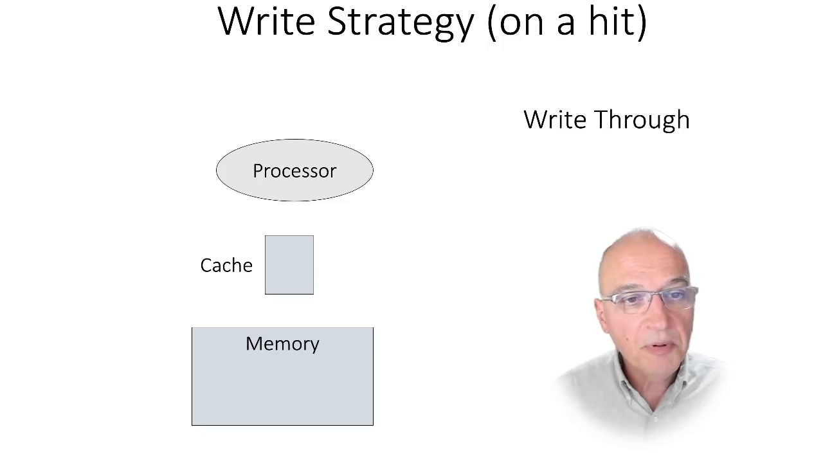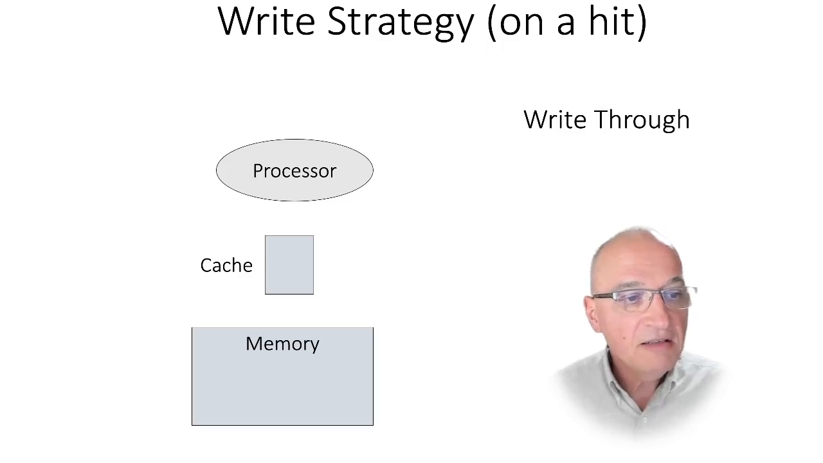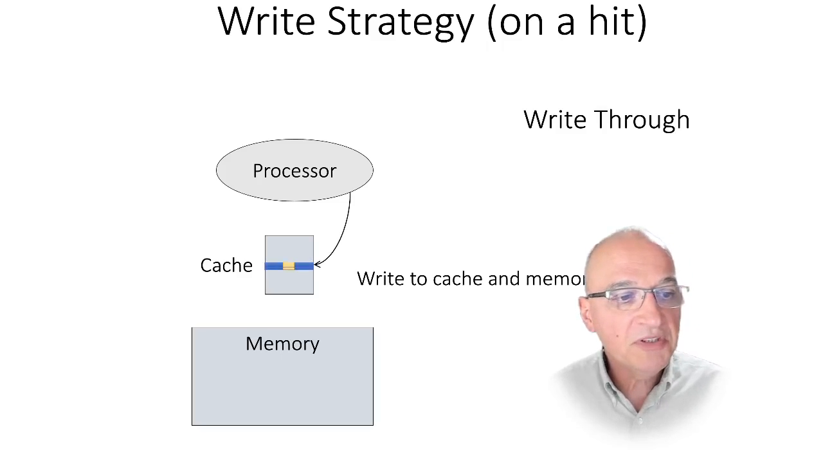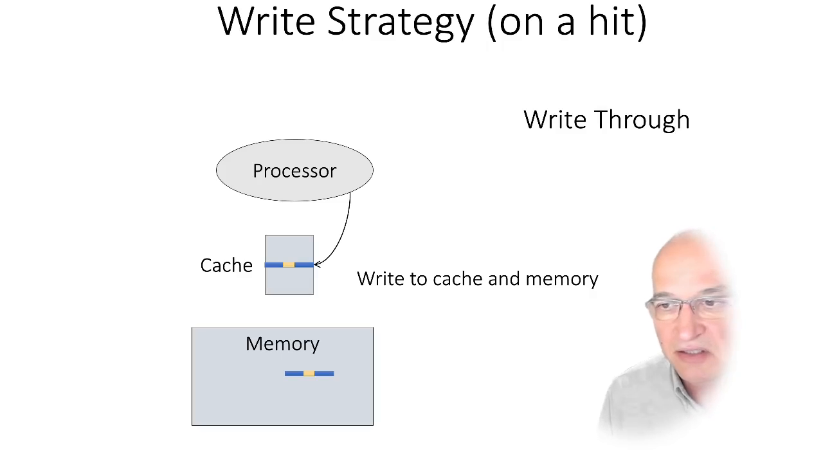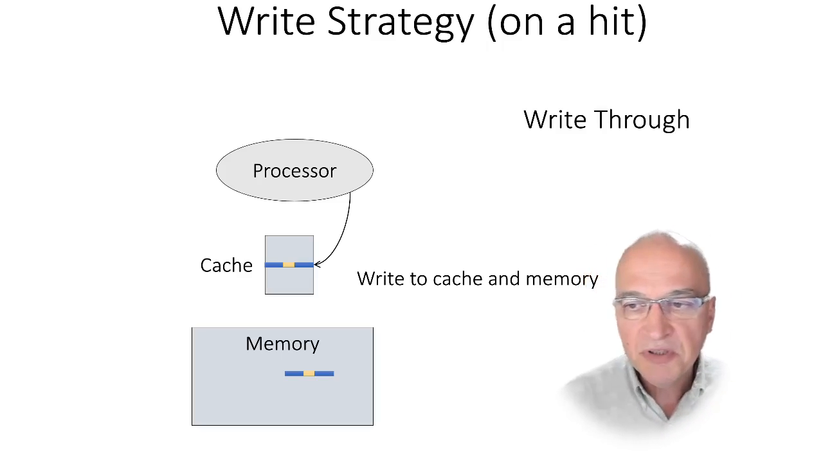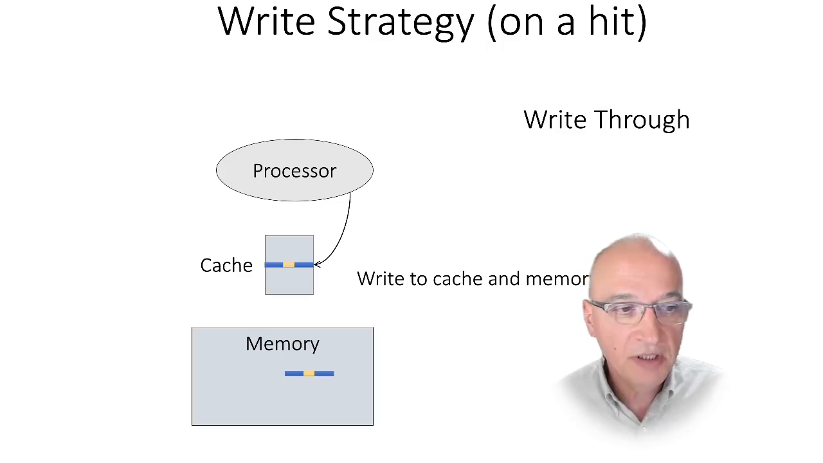An alternative policy for that is what's called a write through policy. In a write through policy, when the processor needs to write into the cache and the data is in the cache, so the line is in the cache, then what the system is going to do is to do that write into the cache block and also write into the memory. So we're going to write to the cache and to the memory.